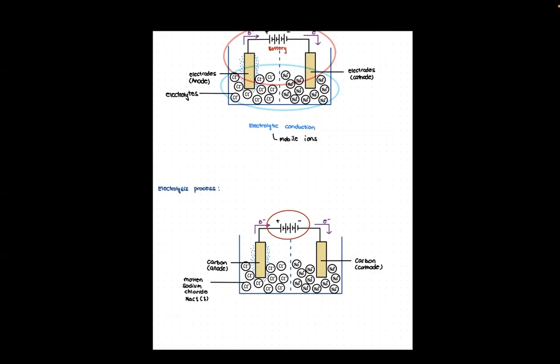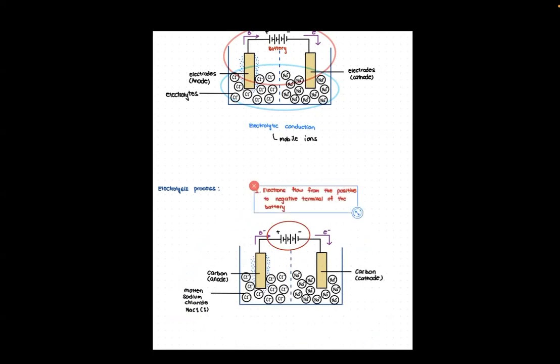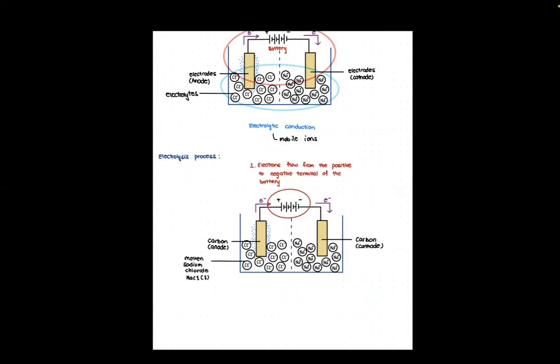Let's talk about step one. Look, you see this as a process. You don't go everywhere and make yourself confused. You see this as a process first. So what do I mean by process? We first see the electrons flow from the positive to the negative terminal of the battery. The battery, later we'll talk about how it works.